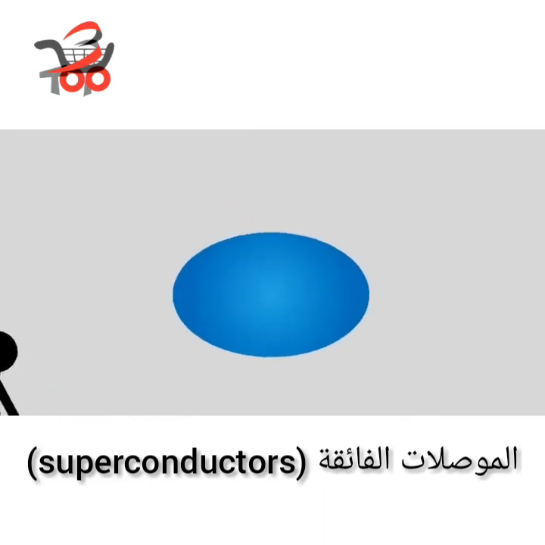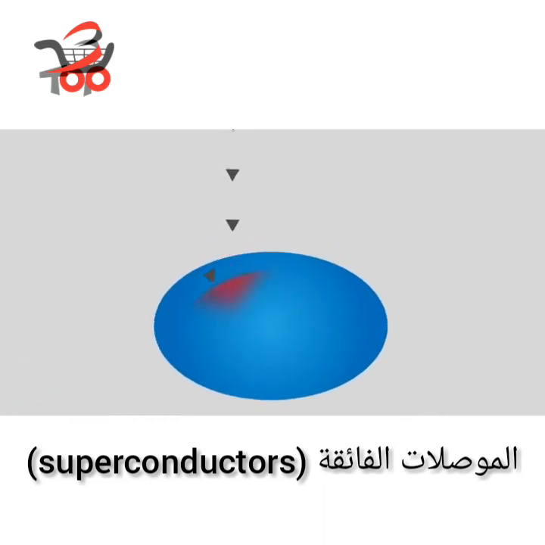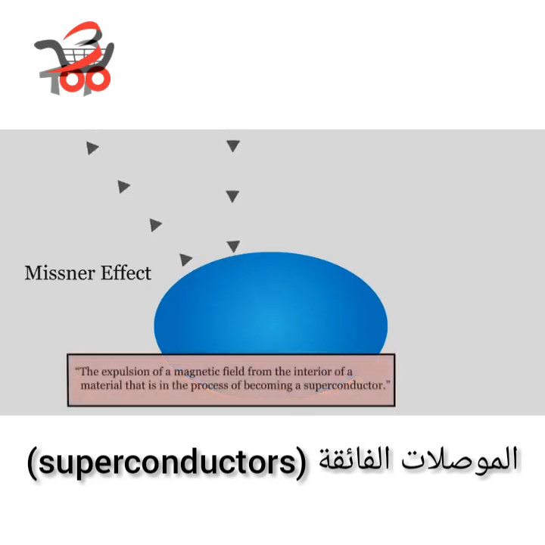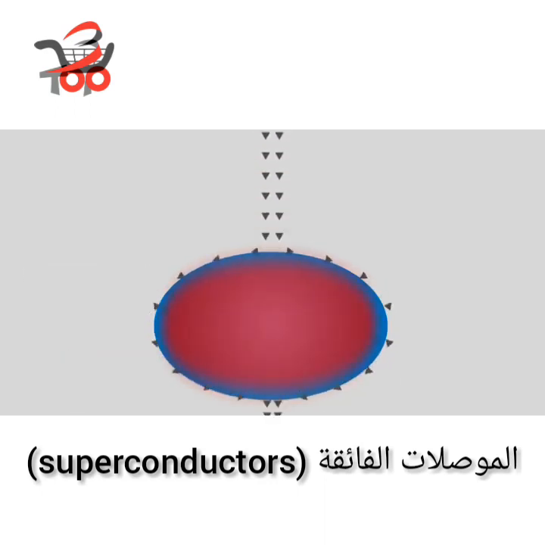The charge moves in the direction of the material, but the material is at the same time expelling it as quickly as possible. This is called the Meissner effect, the expulsion of a magnetic field from the interior of a material that is in the process of becoming a superconductor. These two forces cancel each other out. The magnetic field slips around the superconductor instead of going through it. This creates a pocket in the magnetic field.